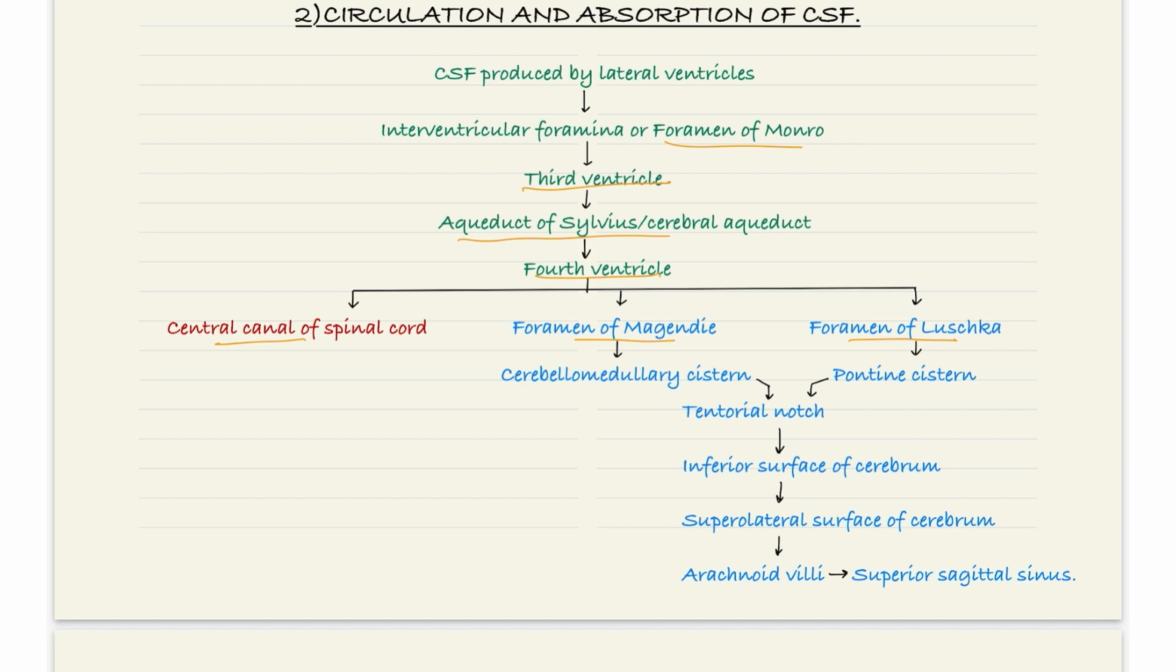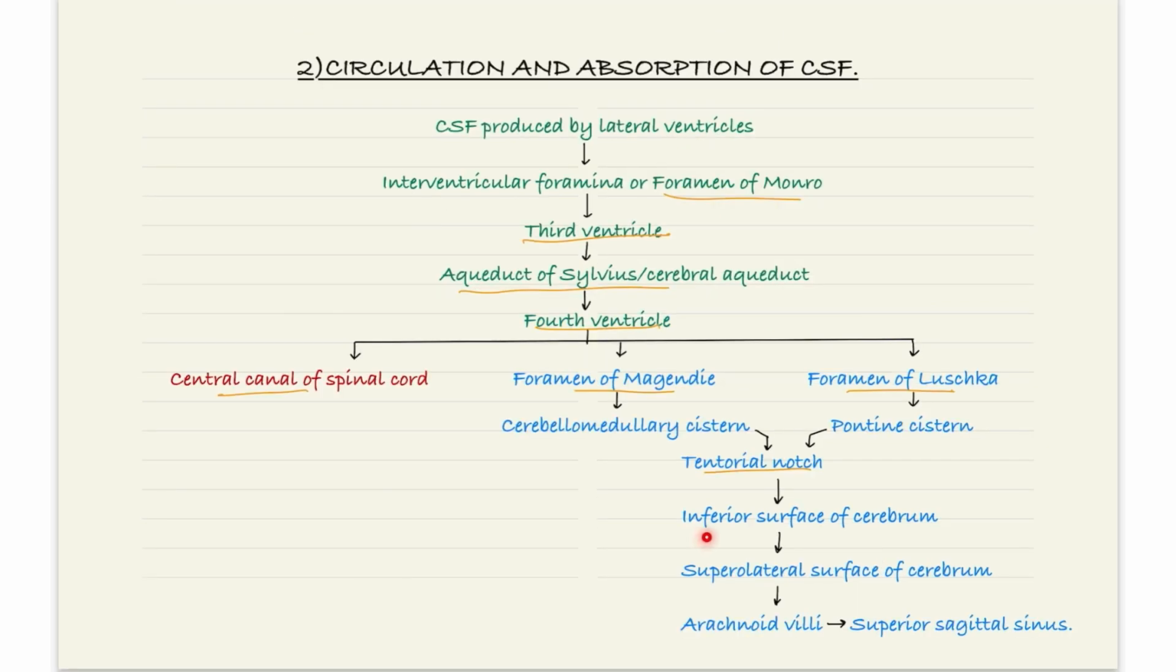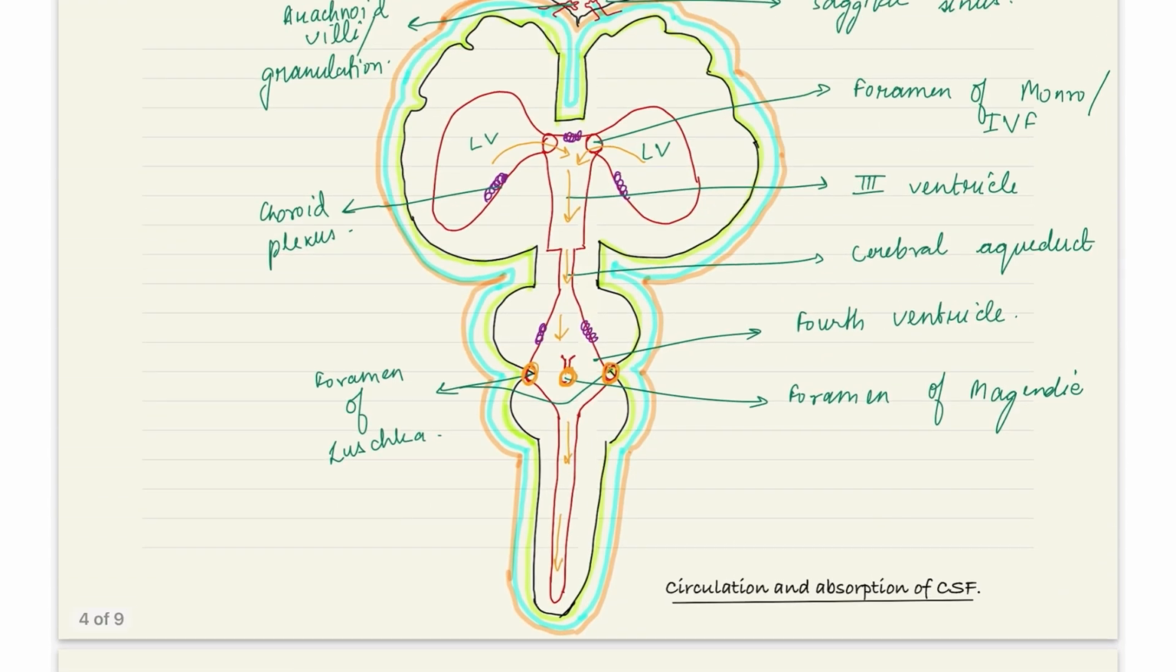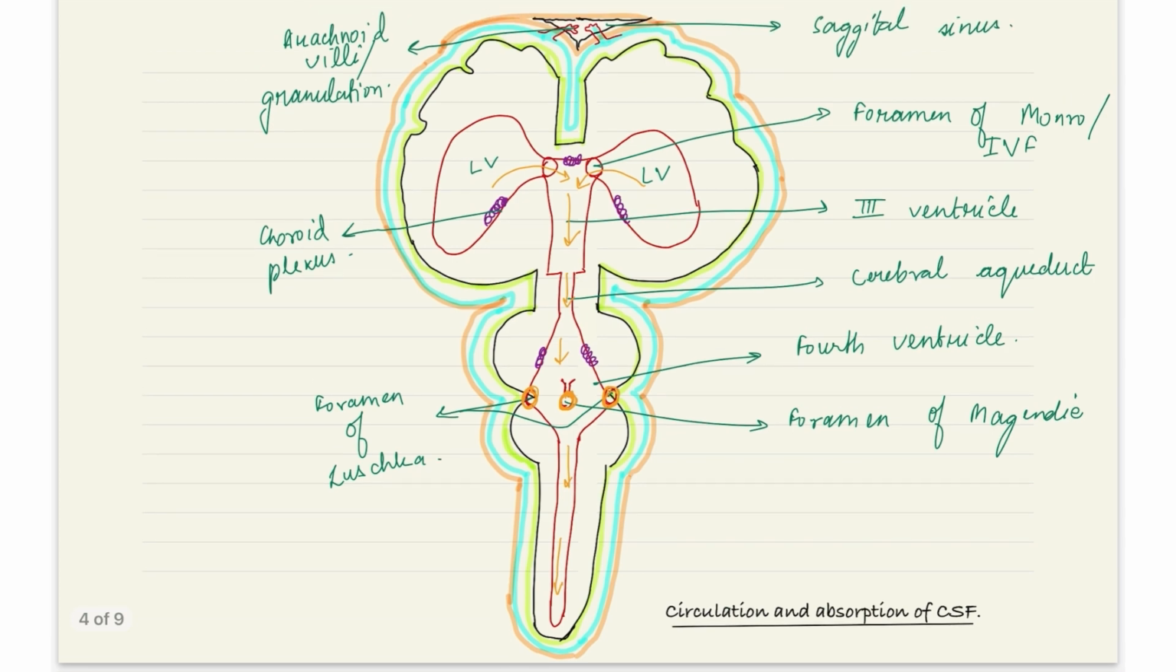Now from the foramen of Magendie and Luschka to the cerebellomedullary and the pontine cistern, then to the tentorial notch, then to the inferior surface of the cerebrum, superolateral surface of the cerebrum, arachnoid villi and the superior sagittal sinus. Let's see. From these foramina, the CSF moves out of the ventricular system into the subarachnoid space. So this is the subarachnoid space.